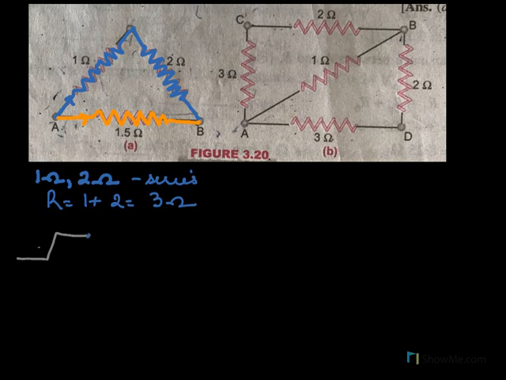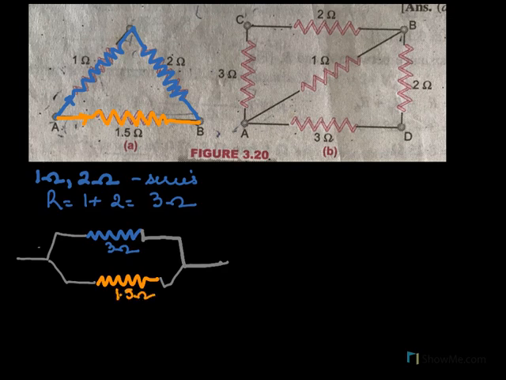So if I were to draw the circuit diagram now, here my blue resistance would be 3 ohms. The resultant here is 3 ohms, and on this side the resultant would be 1.5 ohms. Now we see that 3 ohms and 1.5 ohms are connected in parallel.